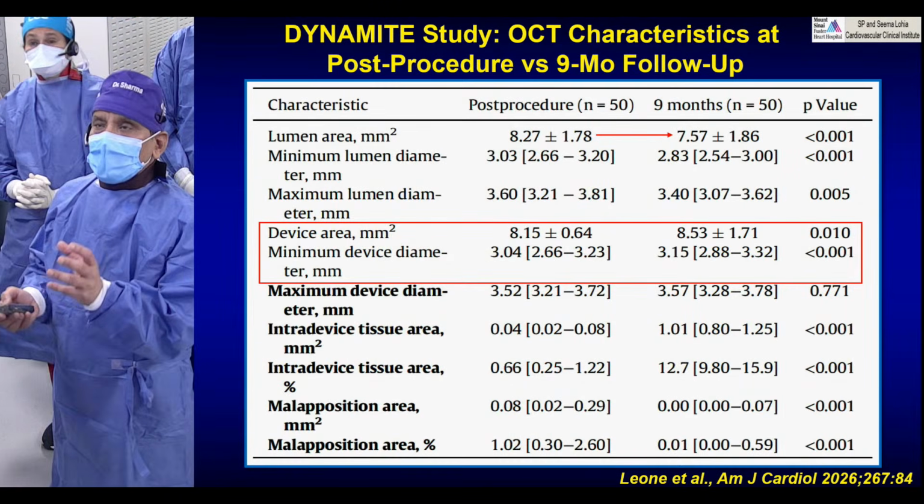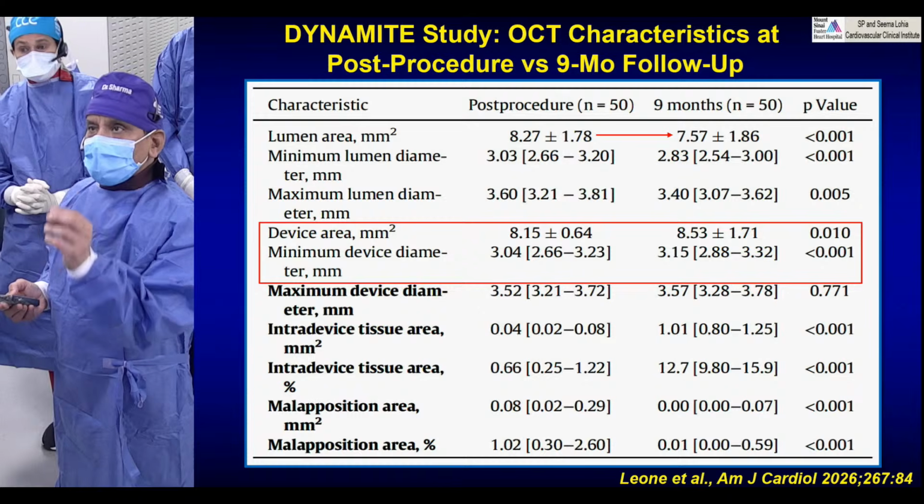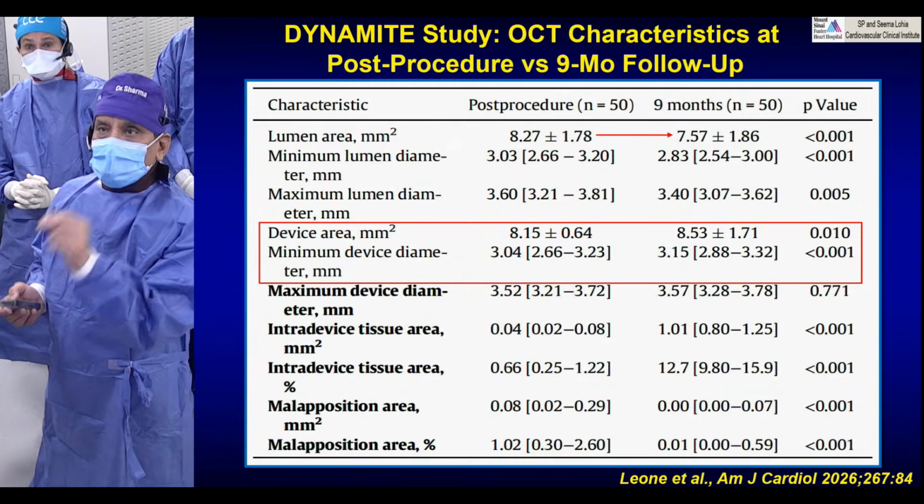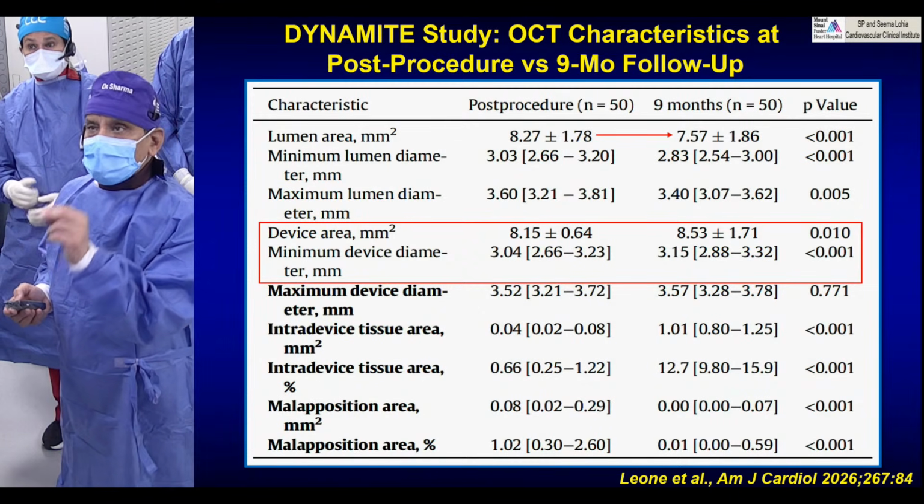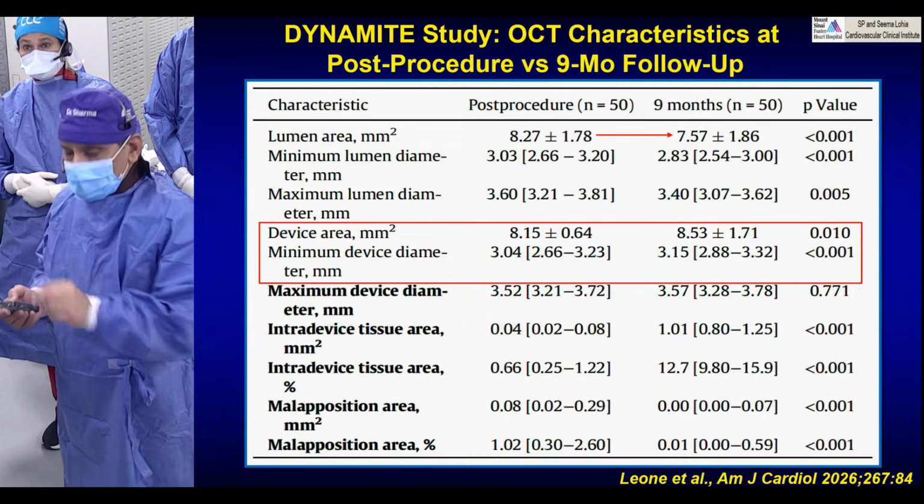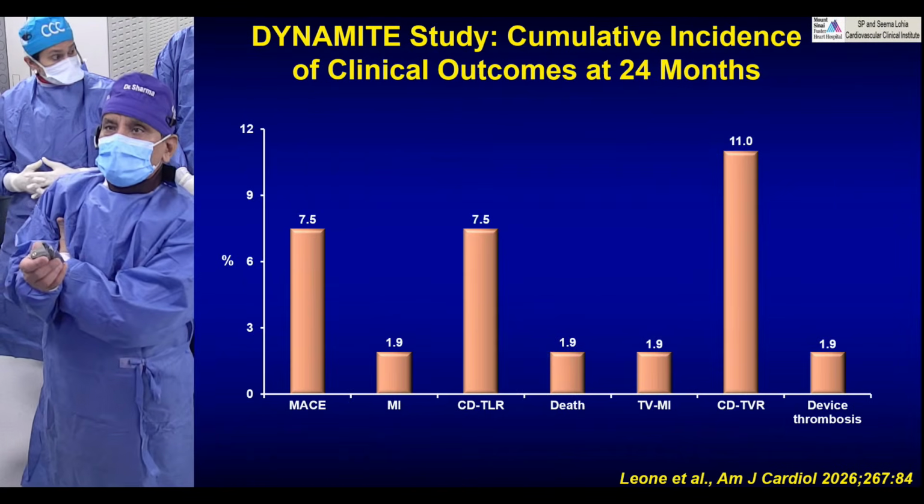We have device area 8.15 post procedure becoming 8.53. So positive remodeling, and minimum device diameter increases at follow-up. So it's a positive remodeling. That is what we used to expect.